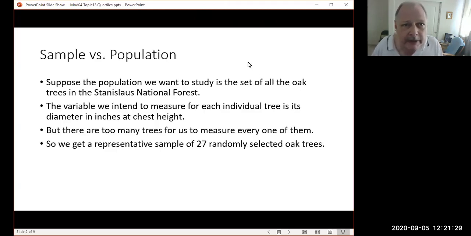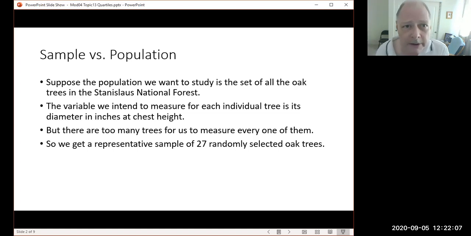So a reminder about the difference between a sample and a population. We'll use a story in this particular presentation in which the population that we want to study is the set of all the oak trees in the Stanislaus National Forest. So each individual member of the population is one oak tree. And the variable that we intend to measure for each individual tree is the tree's diameter in inches at chest height.